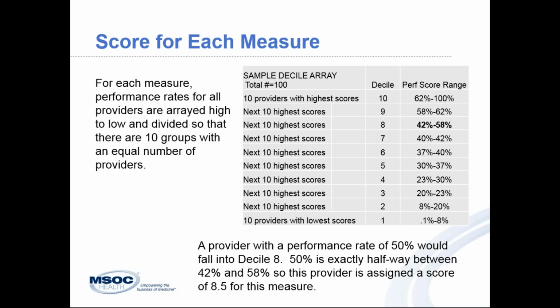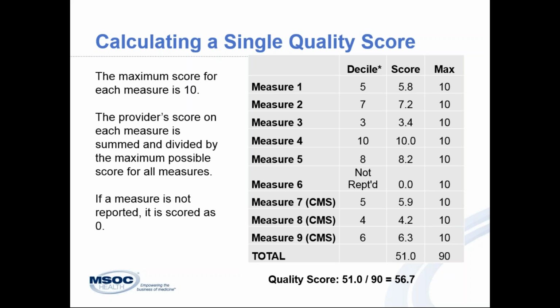If you had a score of 50%, it's exactly halfway between 42 and 58. So we would find where we are on the right-hand column of the table, and say, okay, I'm in the 8th decile, because I'm between 42 and 58. And then where in that decile am I? In fact, 50% happens to be exactly halfway. So you would be assigned 8.5, but some providers could be assigned 8.1, 8.2, 8.3, or any of the numbers in between.